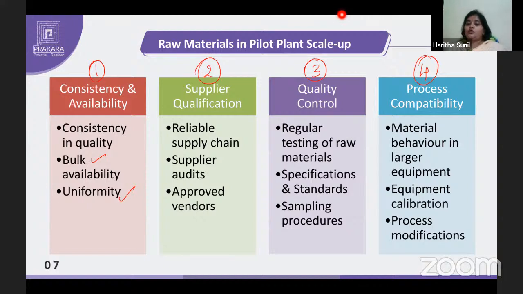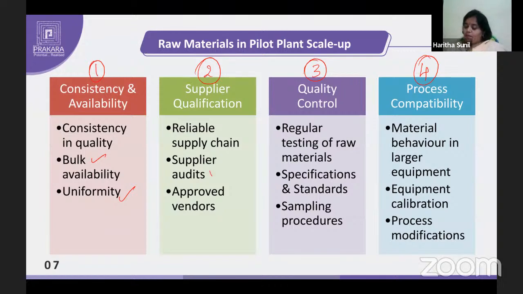And then supplier qualification, the second one. The supplier should be a reliable person. As your production scale is increasing, it becomes more important to establish a relationship with reliable suppliers who can provide consistent, high quality raw materials in large quantities. That is a very important one. They should provide the same quality even in large quantity, quality and quantity, right?